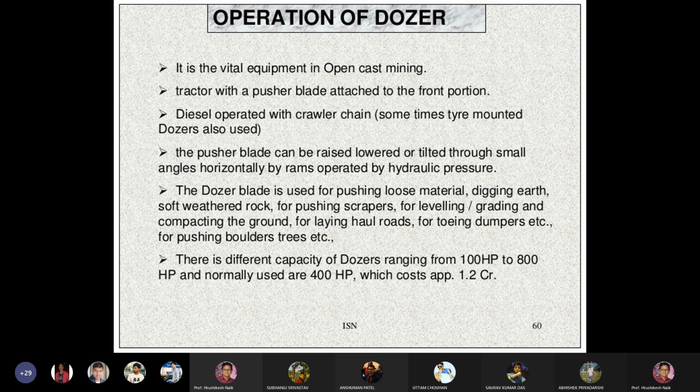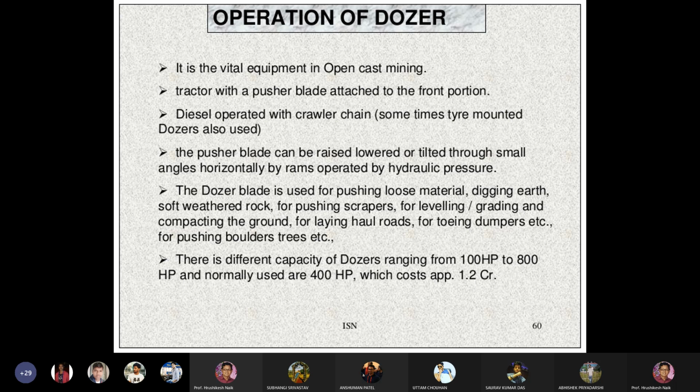A tractor with a pusher blade attached to the front portion is called a dozer. Diesel operated with crawler chain. Sometimes tire mounted dozers are also available. The pusher blade can be raised, lowered, or tilted through small angles horizontally by rams operated by hydraulic pressure.